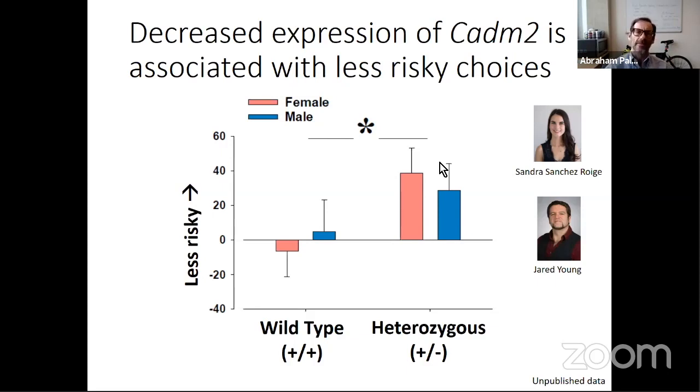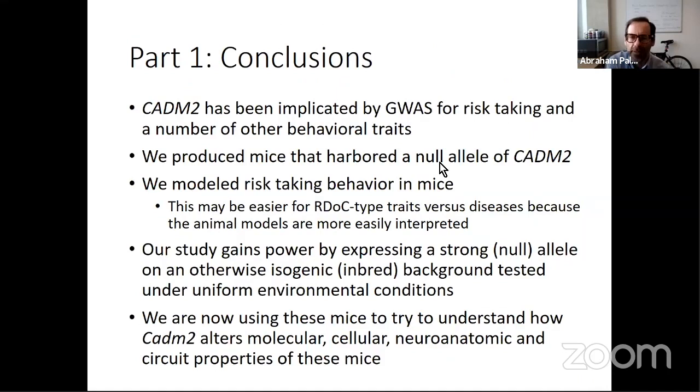And so to conclude that little vignette, CADM2 is implicated by GWAS in a variety of traits, centering around perhaps risk-taking behavior being one critical aspect of that. We produced mice with a null allele of CADM2. We certainly think that that null allele is stronger than the endogenous allele that exists in human populations, but that makes it easier to study. And then we modeled risk-taking behavior in mice using this Iowa gambling task. I think it's important to point out here that whereas I don't think it's hopeless, it's certainly harder to model a psychiatric disorder in animals than it is to model a particular trait such as risk-taking behavior in animals.